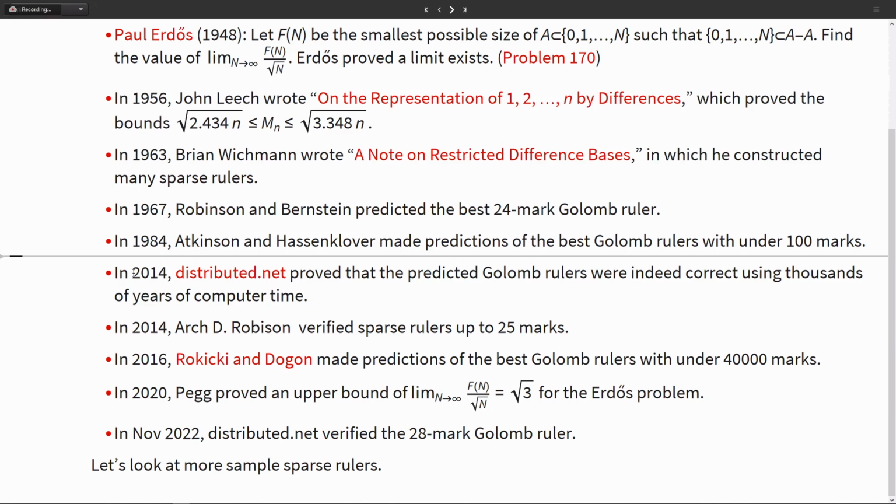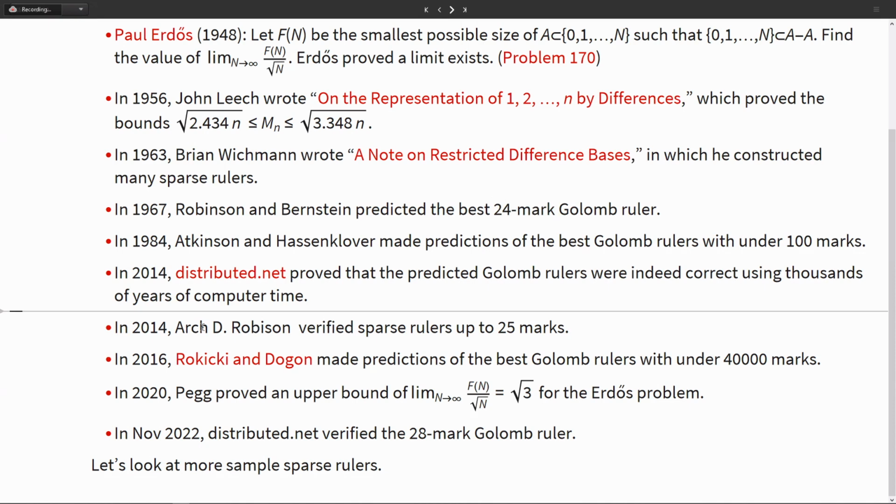In 2014, Distributed.net did a giant computer search and managed to prove that the 24-mark Golomb ruler was correct using tens of thousands of hours of computer time.